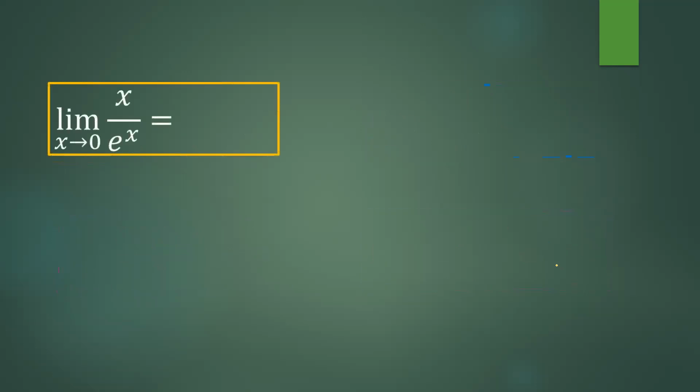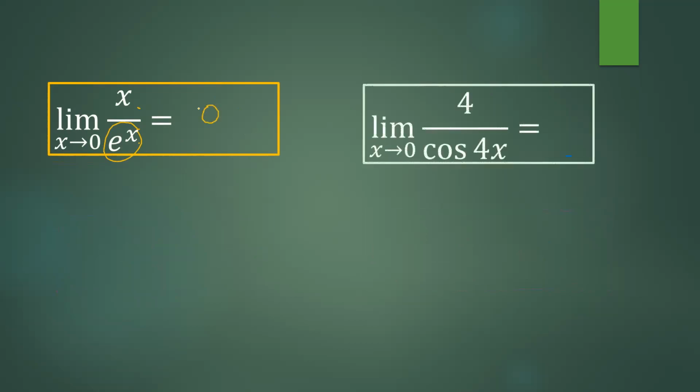Okay. So suppose meron naman tayong x over e to the x. So this will be 0 over 1. E to the 0 kasi is 1. No? So 0 over 1 will give us a 0. Okay. If we have this one, 4 yung numerator natin. Tapos as x approaches 0, this expression becomes cosine of 0, which is 1. So 4 over 1 is 4.